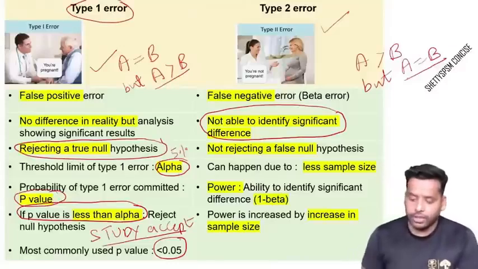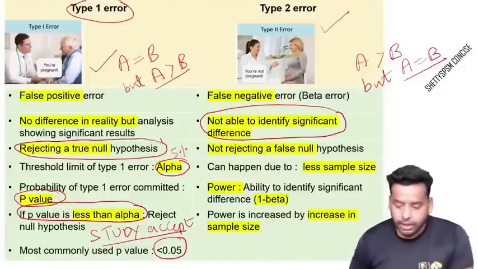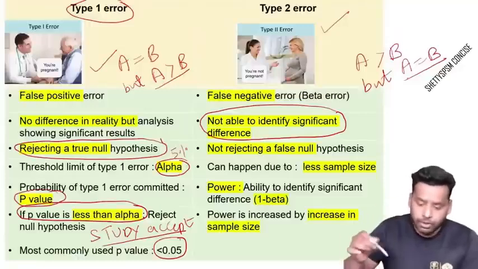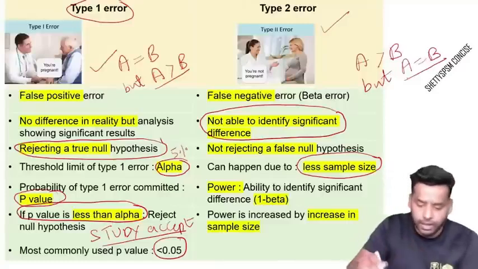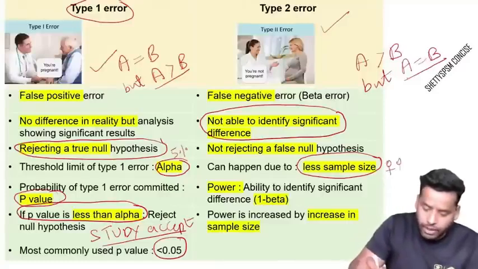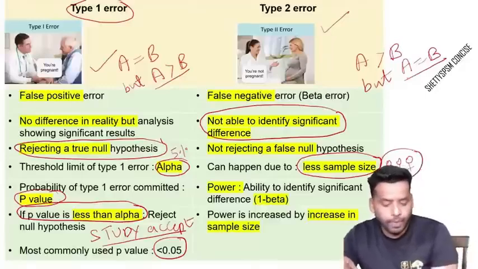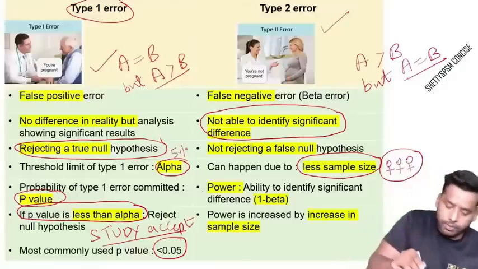Type 2 error is also called beta. This will happen because of less sample size, less number of patients in the study. Beta error is due to less sample size. Always keep in mind. How to reduce beta error?